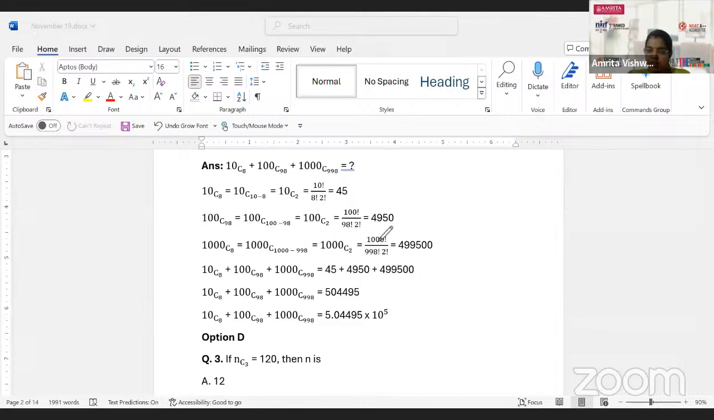You can just cancel 998 and 998 from here. 999 into 1000 divided by 2 factorial. Please give me an idea on whether this is done so that we can move to the next one. So it becomes 500 into 999, which is 499,500. Same applies to all of them. And once you add this, you'll get the answer as 5.04495 into 10 raised to 5.